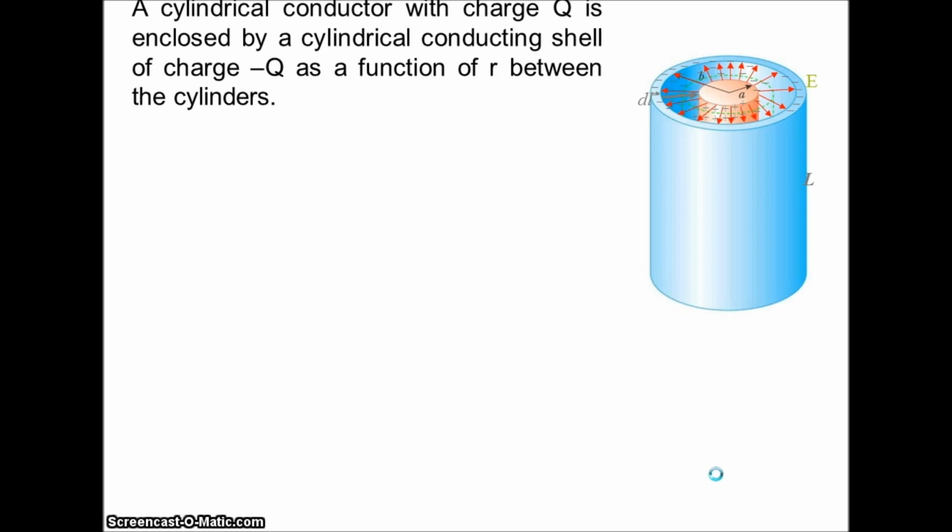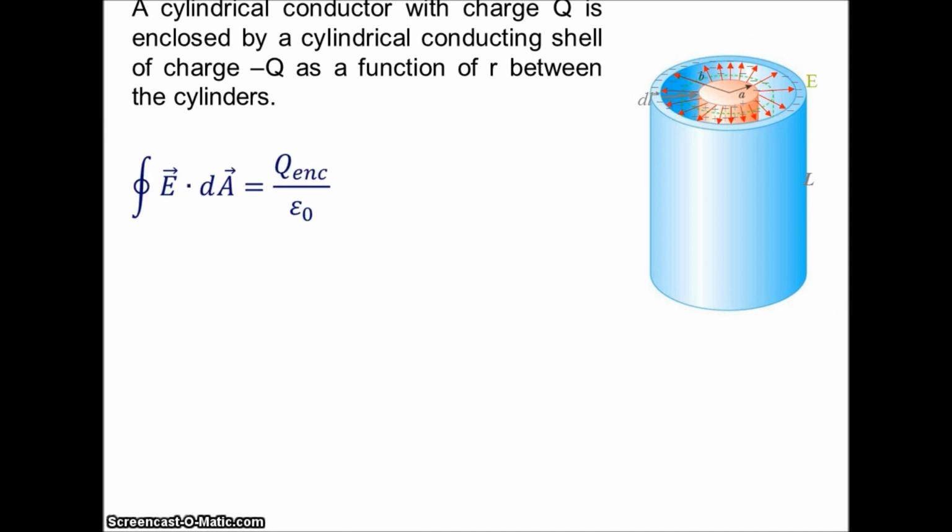Let's look at another one. We have a cylindrical conductor, and these are nested cylinders. We have one cylinder out here that has a bunch of negative charge on it, and another cylinder in here with a bunch of positive charges on it. They're exactly opposite. So this is positive Q in here, and this is negative Q out here.